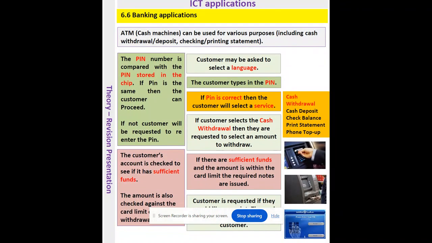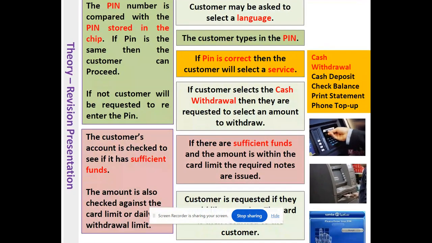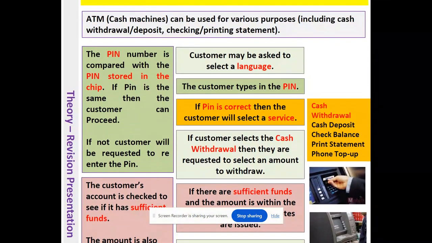So 6.6, banking applications. An ATM cash machine can be used for various purposes, including cash withdrawal, deposit, checking balance, and printing statements. How does it work, and what processes are taking place? When you go to an ATM, you can see some pictures here, you will insert your card into the ATM, and the first prompt you may be asked is to choose your language. Then you will be asked to enter your PIN, normally 4 digits or 6 digits, and you normally have 3 attempts to enter the correct PIN.